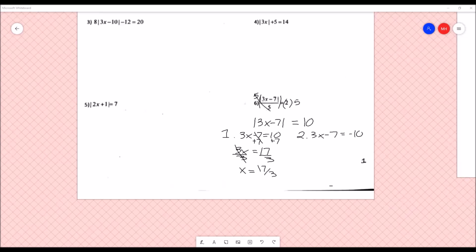Equation number 2 starts off the same way. I'm going to add 7 to both sides. My 7's cancel out. This time I have negative 10 plus 7. Negative and a positive, I subtract the numbers and keep the sign of the bigger number. So negative 10 plus 7 is going to give you a negative 3. We have 3x equals negative 3. Last step, divide both sides by 3. 3's divide out. You get x equals negative 1. So my 2 solutions are x equals 17 over 3 and x equals negative 1.